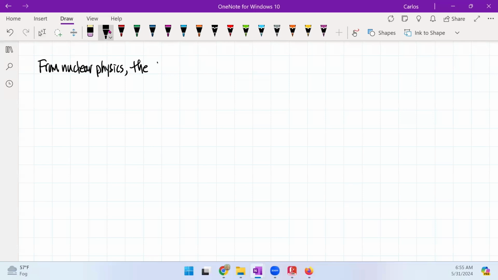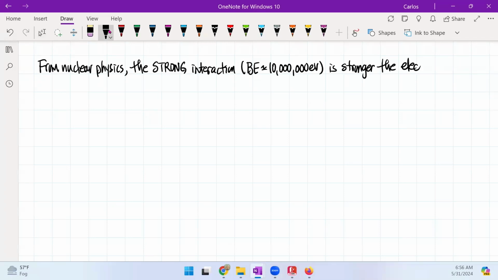As the name suggests, the strong force, or the strong interaction, has binding energies of the order of about 10 million electron volts. So the strong interaction is stronger than electromagnetic ones. And as we talked about before, their binding energies are on the order of about 10 electron volts. So they're about a million times stronger.